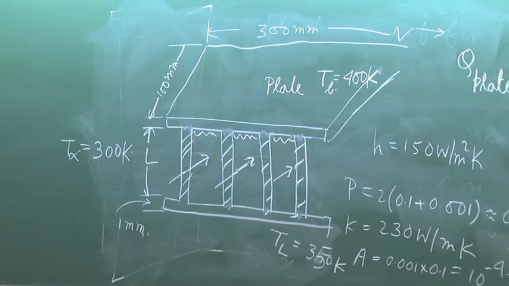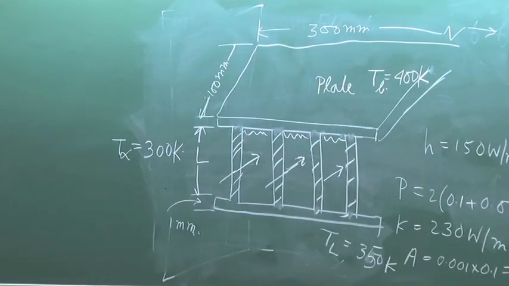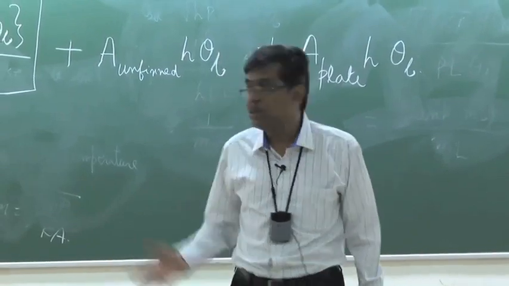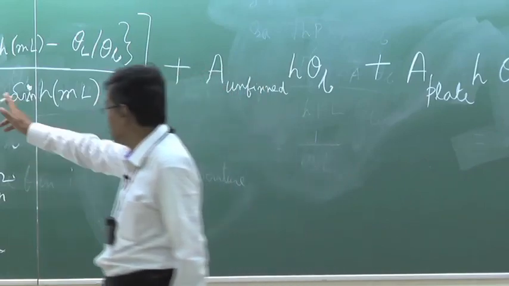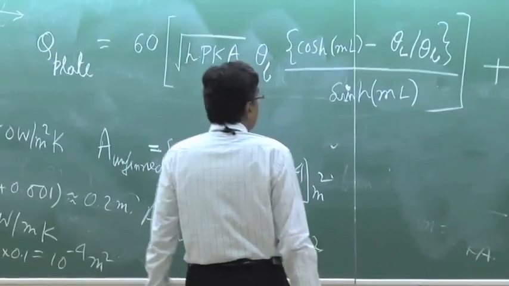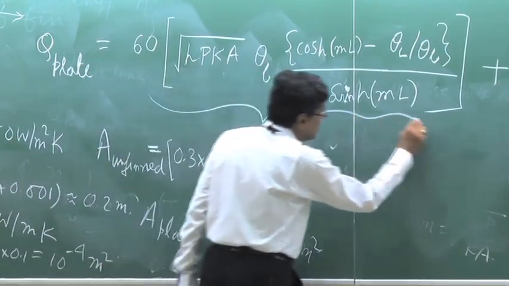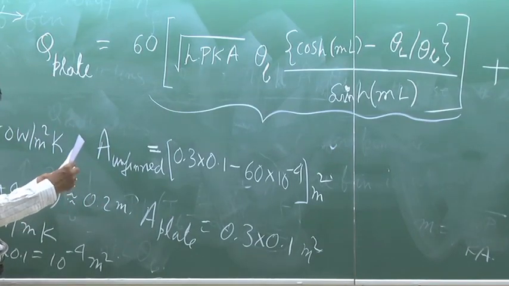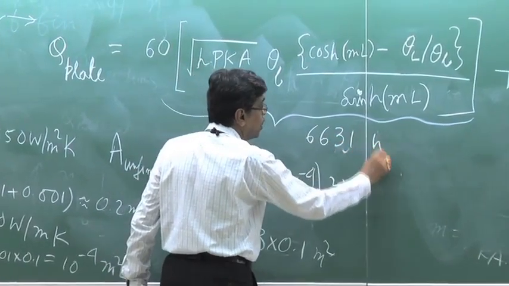Okay. So pin problems, I am telling you, are all direct applications of the equations that we have developed. But you don't have to remember the equations. You will only derive the equations and use them. This problem is clear. Now, if you put all the values in the proper unit, then the value comes out to be 6631 watt.